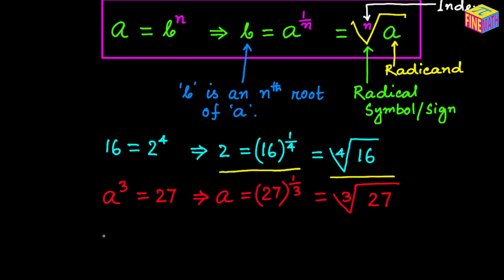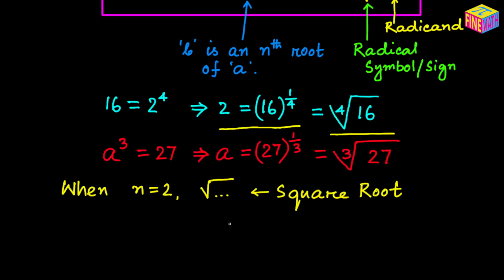Now when the index of the radical symbol is 2, we call it a square root. Let me make a note here. When the index is 2, we call it a square root, and by the way, the index is omitted. We don't write the index inside the radical symbol. You see, I have not written the 2. So a radical symbol without any index means the index is 2, that is, a square root.